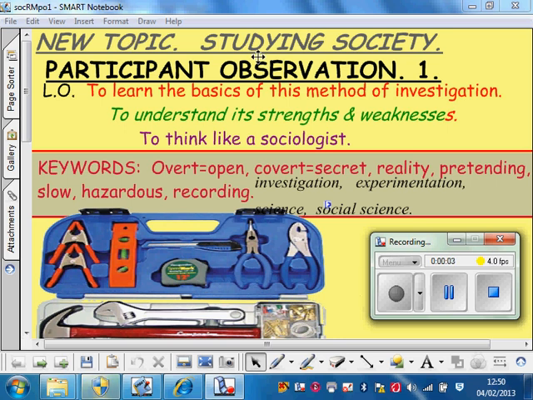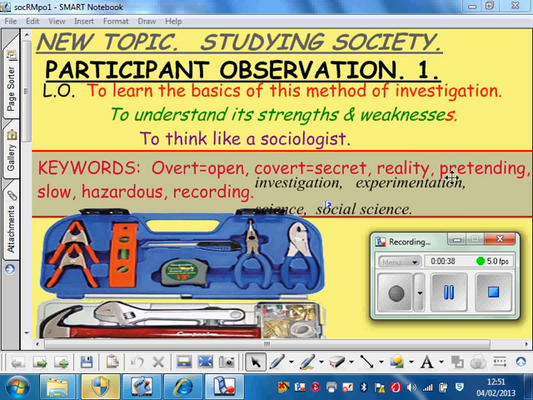So this is our first lesson on looking at studying society. And what we're going to look at today is our first research method, which is called participant observation. We're doing more than one lesson on this, but it's just a basic thing on participant observation, called PO for short. So we're going to learn the basics of this method of investigation. We're going to try and understand its strengths and weaknesses. And then by doing that, you are hopefully starting to think like a sociologist.